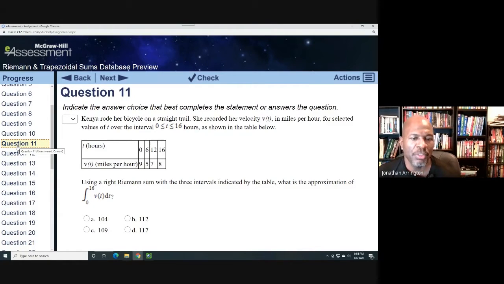Part 1 dealt mainly with functions, but in part 1 we only looked at finding left and right Riemann sums. In today's video, we'll find a midpoint Riemann sum. That'll be the last 2 problems. So we'll do one with a table and one with a function.